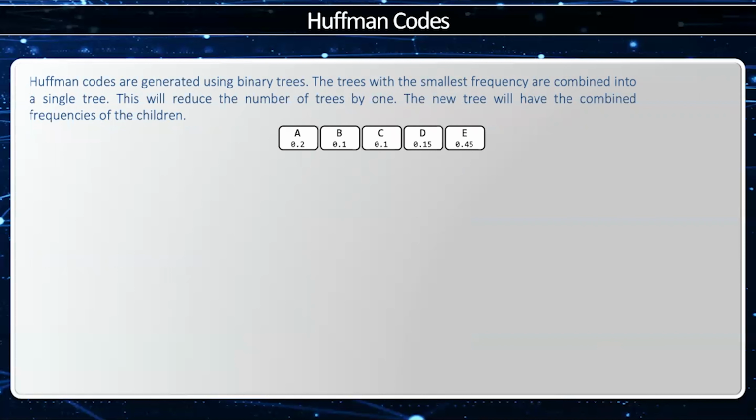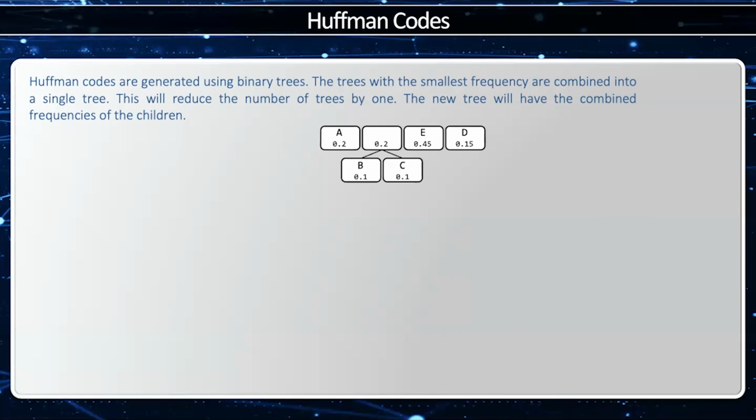So in this case, I'm going to start with 5 binary trees, and each binary tree is going to have a single node, the root node, associated with it. A is going to be 0.2, which is the frequency associated with it, B 0.1, C 0.1, and so on. Okay, the first step of the algorithm is to take the two smallest frequency nodes, B and C, and combine them. So now I'm going to have 4 binary trees.